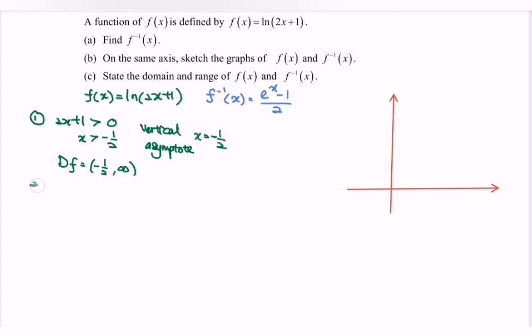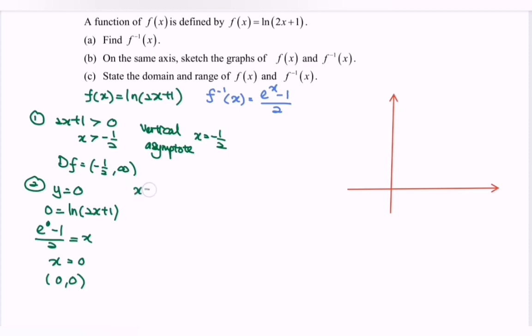Continue. Step number 2 is to find the x and y intercepts. When y is equal to 0, kindly substitute. So we have 0 equals ln(2x + 1). So convert into index form, we have (e^0 minus 1) over 2 is equal to x. So the value of x is equal to 0. So we have (0, 0), the origin, as the intersection point.